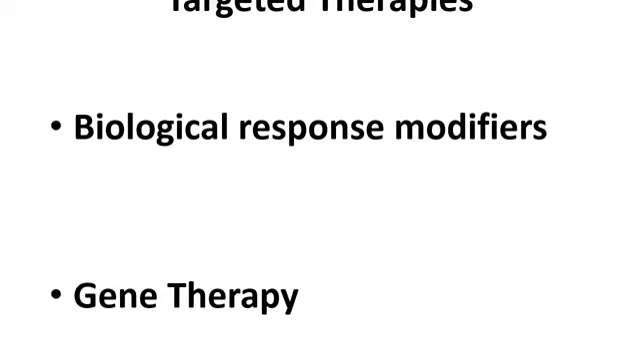Gene therapy is where we are able to take, for example, a biopsy of a patient's tumor, determine the genetic makeup of that tumor, and then create a chemotherapeutic agent that specifically targets that genetic makeup of that tumor. So monoclonal antibodies are an example of a gene therapy.